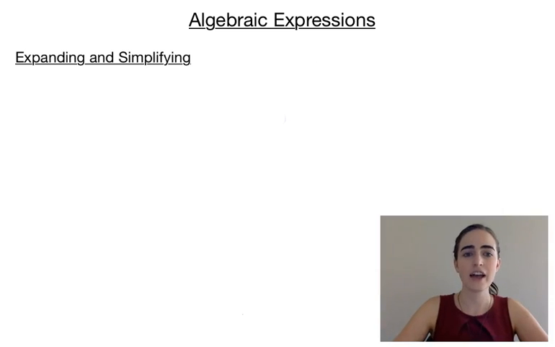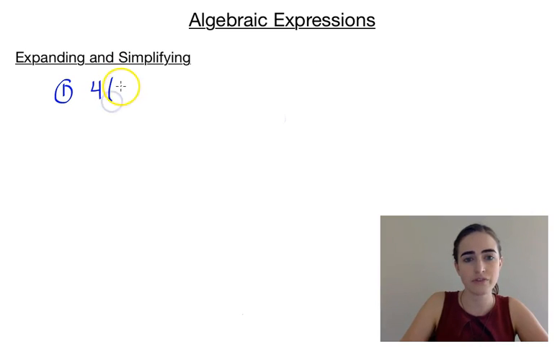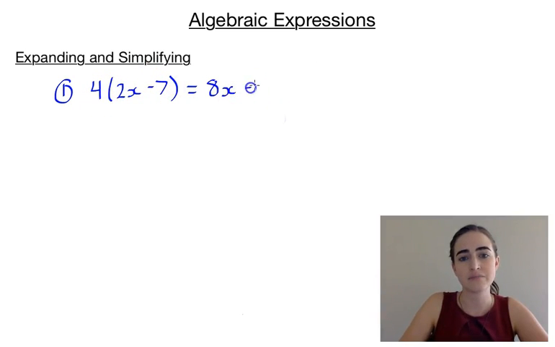The last bit I want to have a look at is expanding and simplifying. So we'll just have a look at one question that's involving expansion. So if we've got 4 outside of 2x minus 7, to expand out we'll go to 4 times the 2x, which will give us 8x, and then 4 times minus 7 gives us minus 28. So there's no like terms there, so nothing we can simplify.